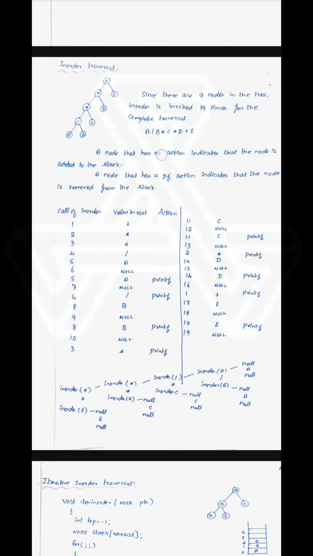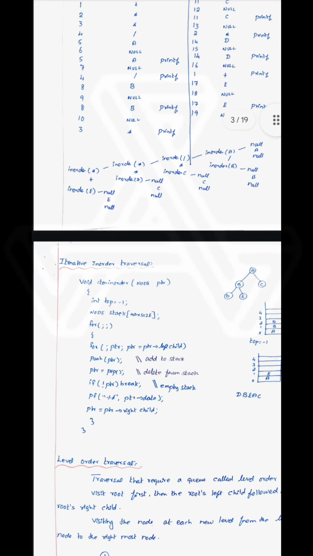Then goes to the star. Then C. Then null. Then again C. It comes. Then again null. Like this it does traversals.